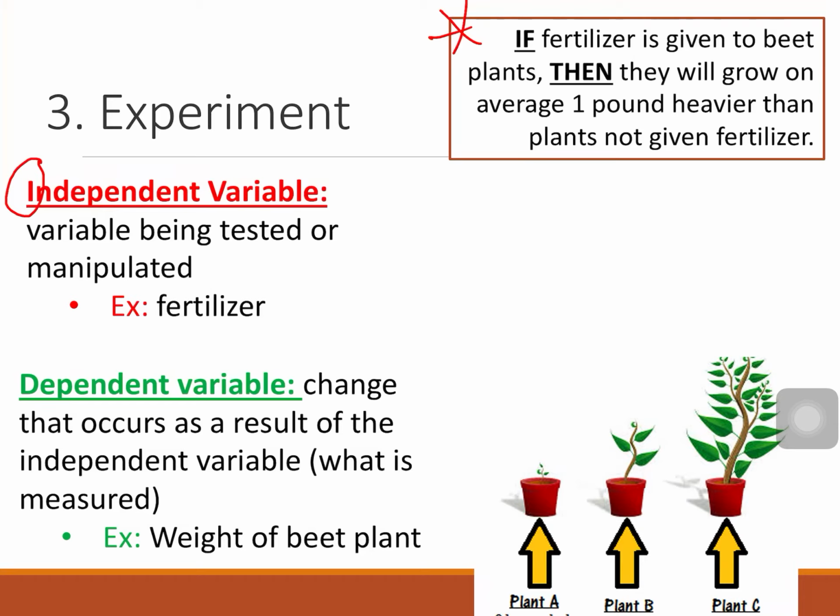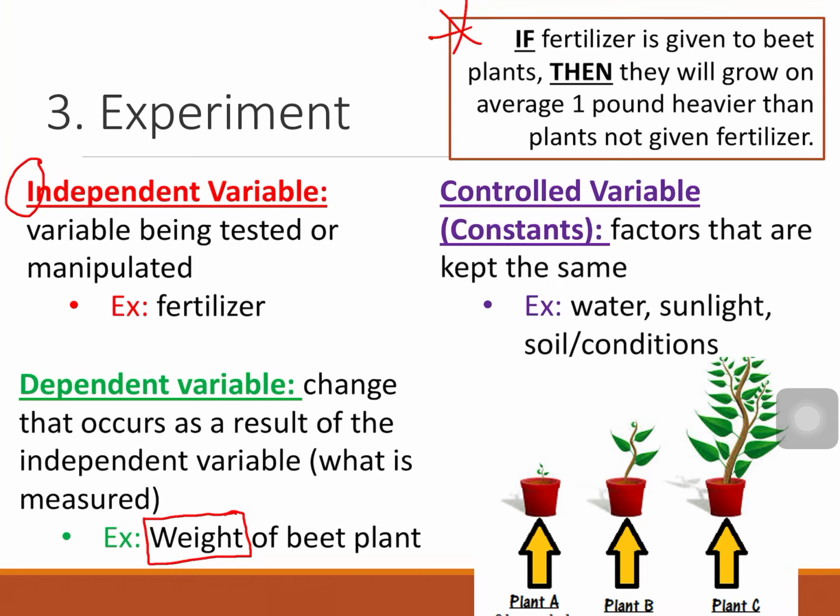Our dependent variable is the weight of a beet plant. Most of the time, the dependent variable is something you can measure. Then we have our controlled variables. In a good experiment, you are just changing one variable and you're keeping all the other things the same. You will hear it called a control variable or a constant. So you need to be familiar with both of those words.